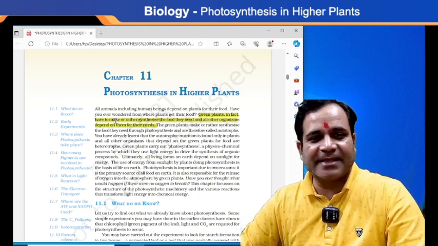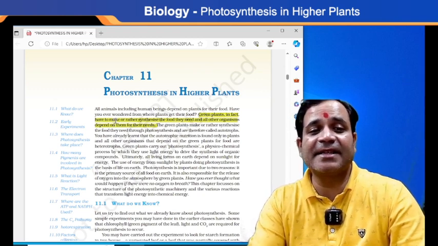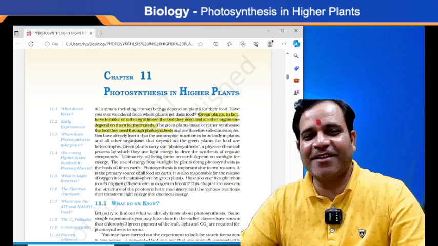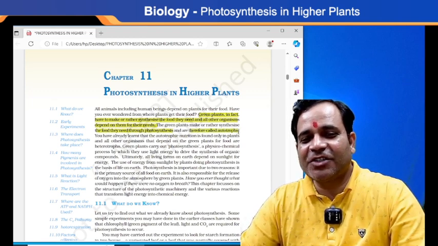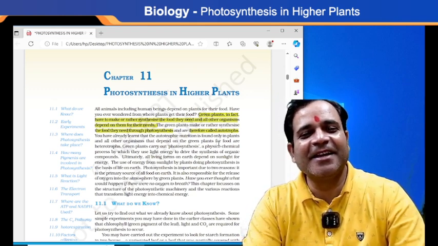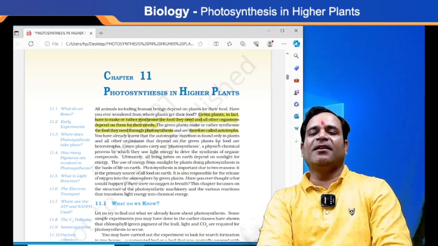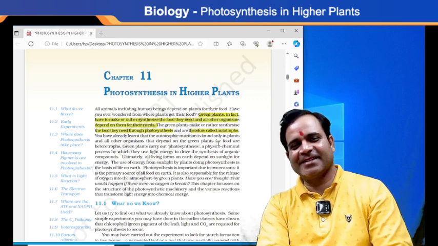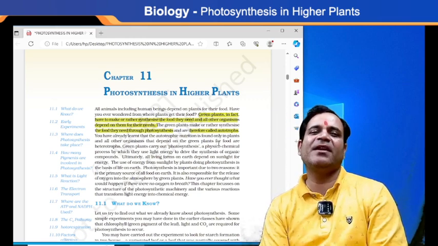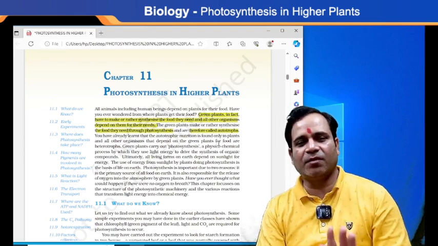Getting my point? So it is the green plants which are responsible for synthesizing the food they need through photosynthesis, and therefore they are called autotrophs. Auto means self, troph means to synthesize. It means the plant in which food is synthesized. So only the green plant is an autotroph, my dear, not the non-green plants. Whenever you say autotroph, it is the green plants which can synthesize their own food, right?